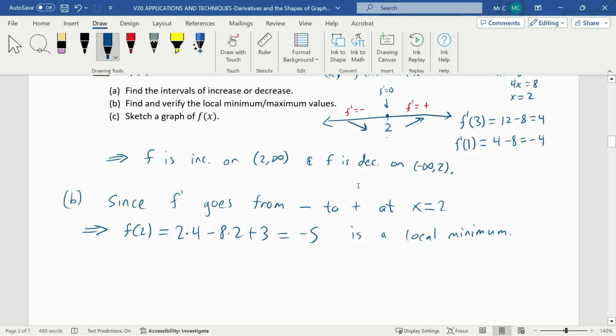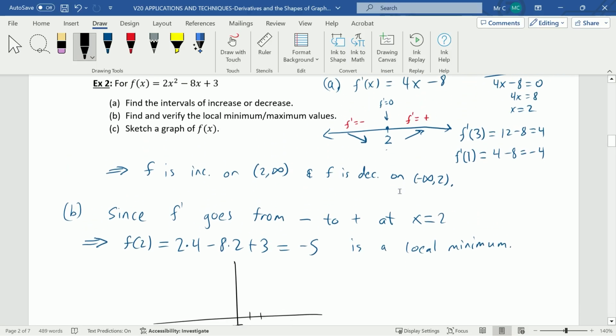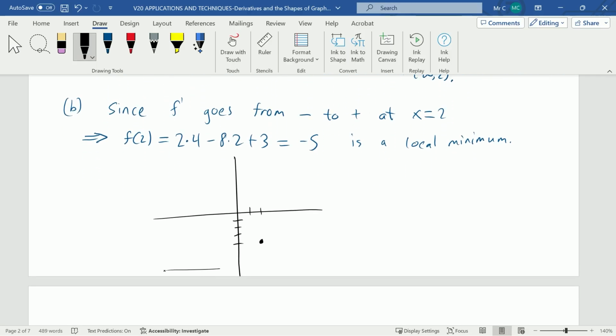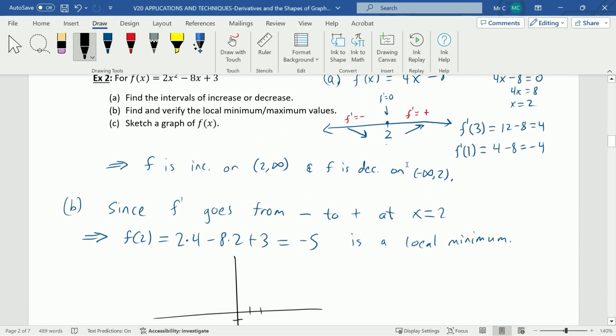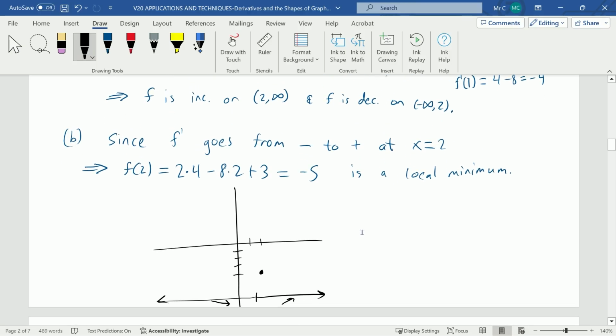Okay, so sketch a graph of f of x. So first of all, we know there's a local minimum at (2, -5). And what else do we know? We know that this function is decreasing and then increasing on either side of that interval. And what else? Well, that's really enough, but I'll plot just x equals 0.